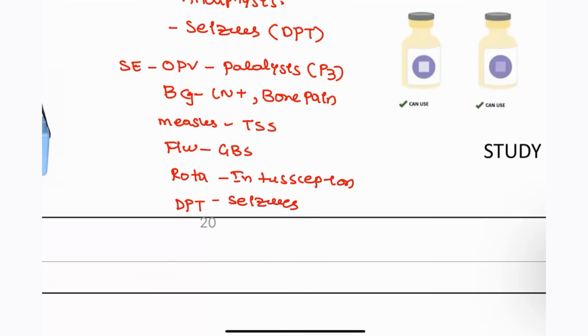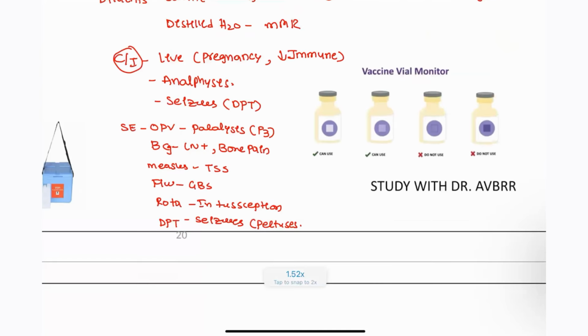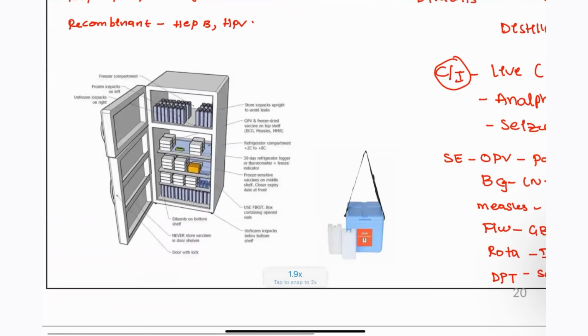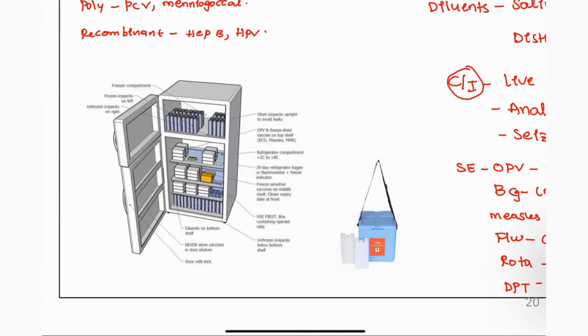Seizures are also most commonly due to pertussis. Next, coming to the vaccine storage. This is how the vaccine storage is seen, guys. Basically, we are going to store vaccines at +2 to 8 degrees Celsius.